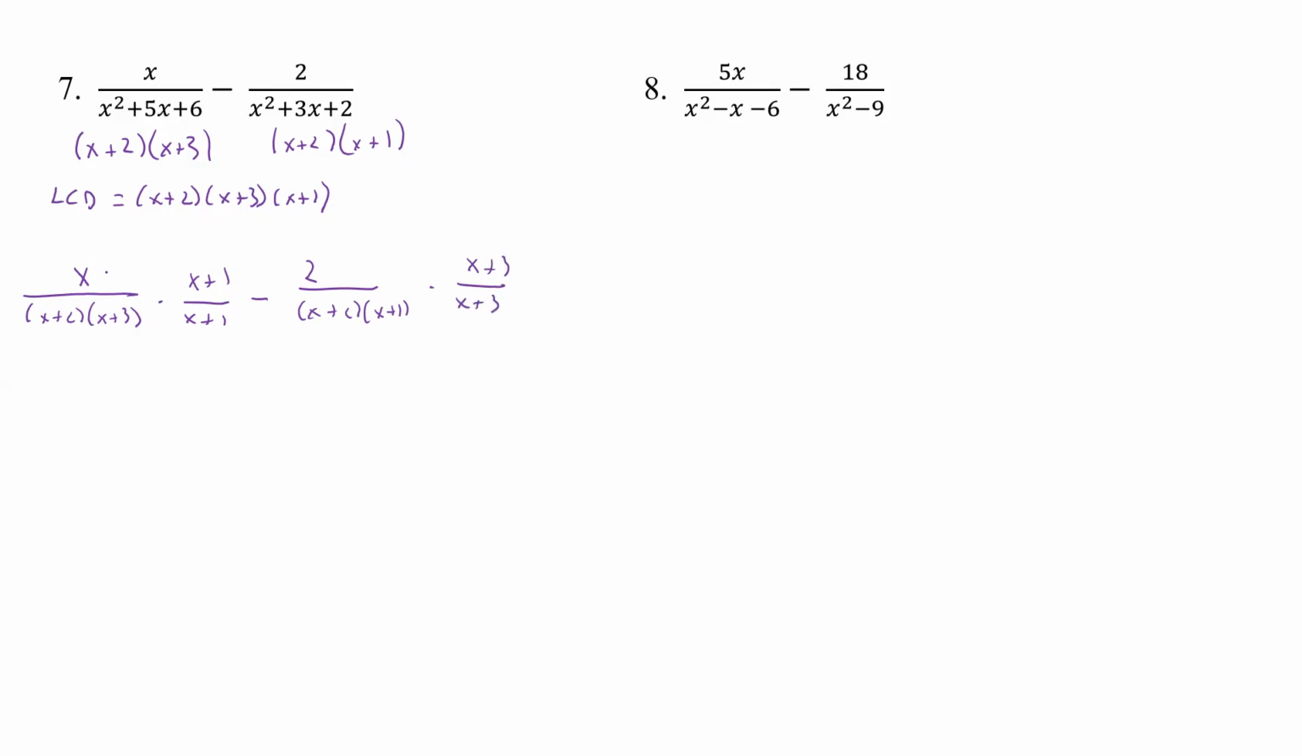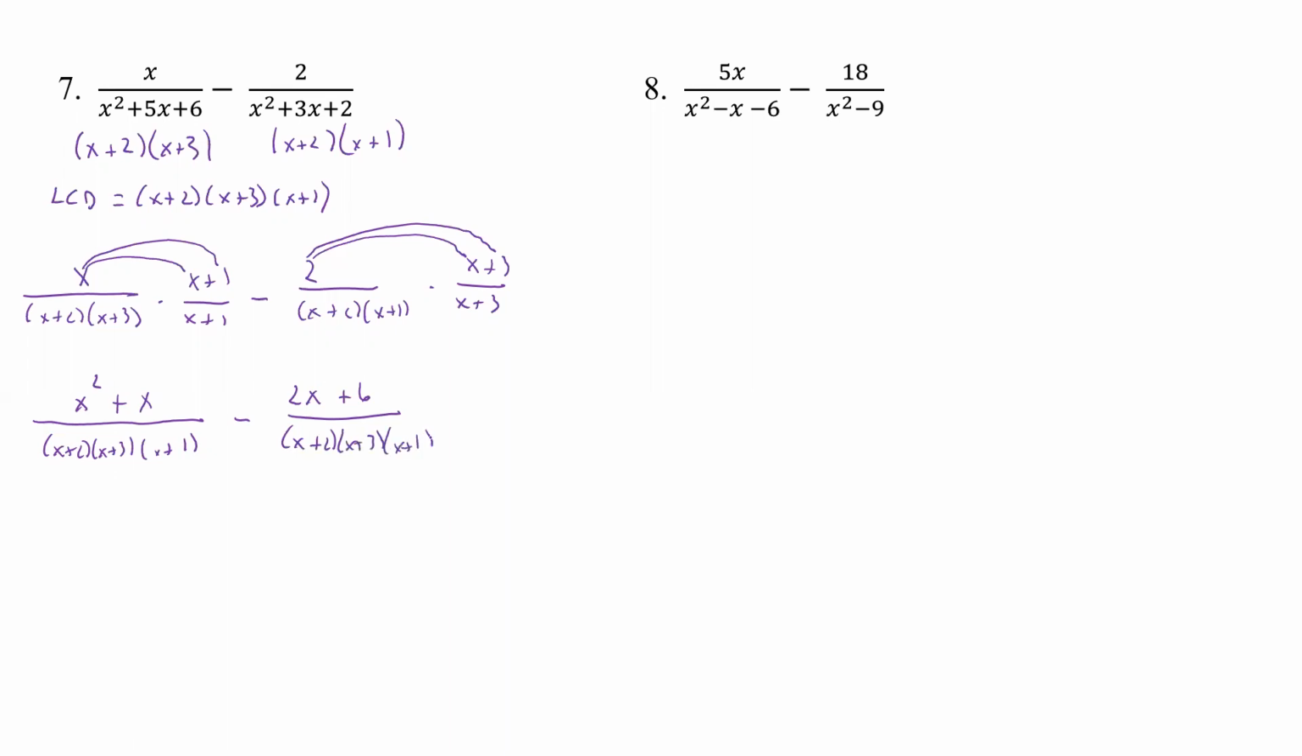All right, so now we can distribute. We're going to take that x times each term, and here we're going to take that 2 times each term. So x times x is x squared, x times 1 is x, and then that's going to be over x plus 2, x plus 3, x plus 1, and then minus, now we have 2x plus 6 over x plus 2, x plus 3, x plus 1. And now we can subtract across the numerator.